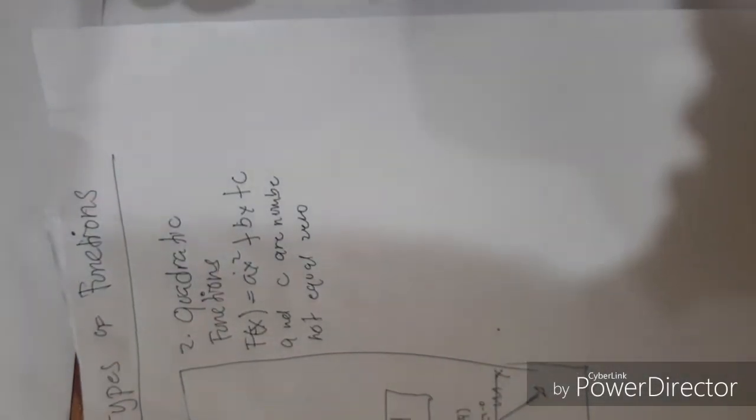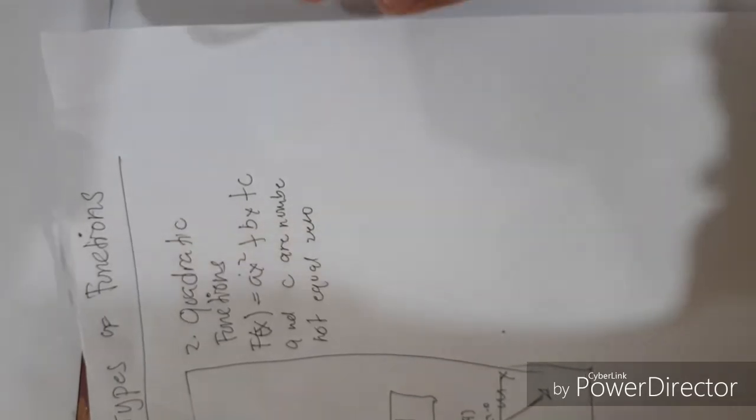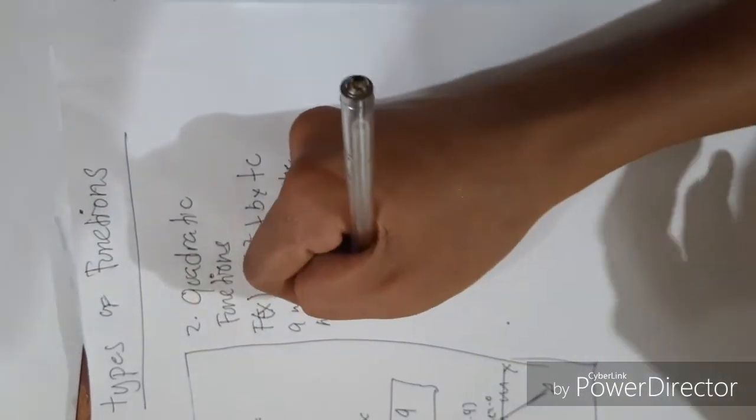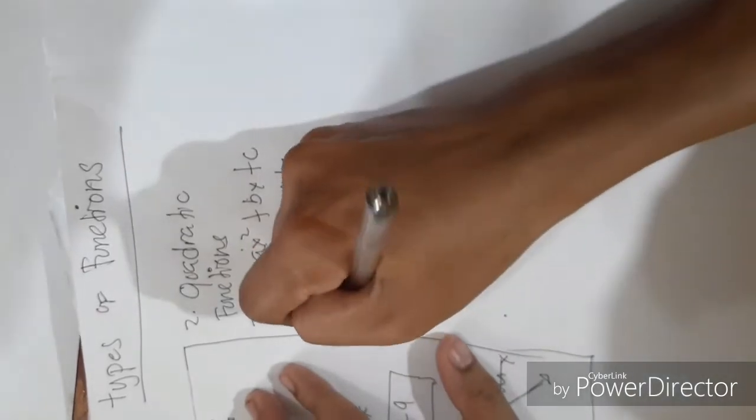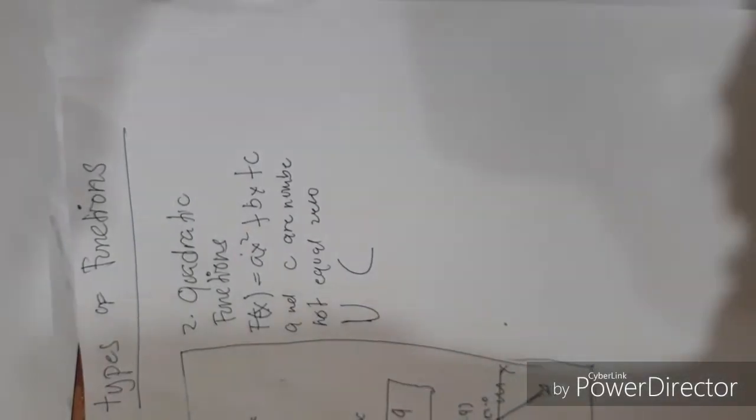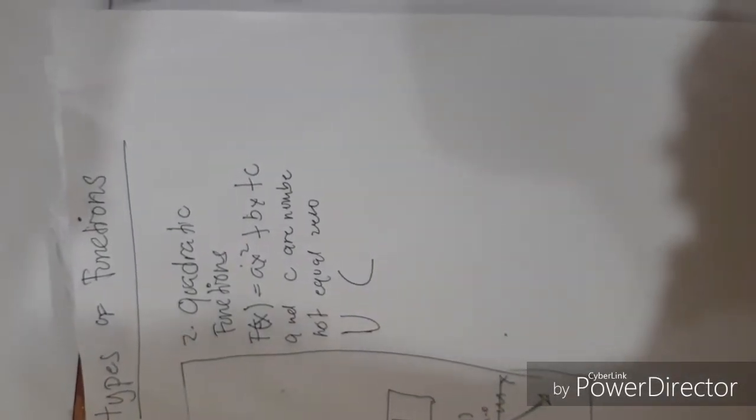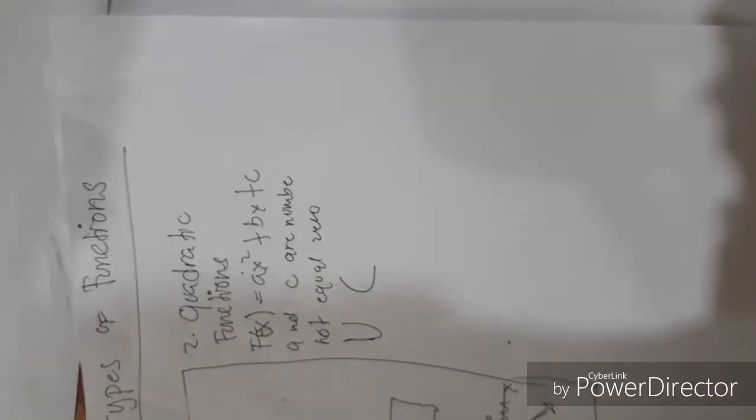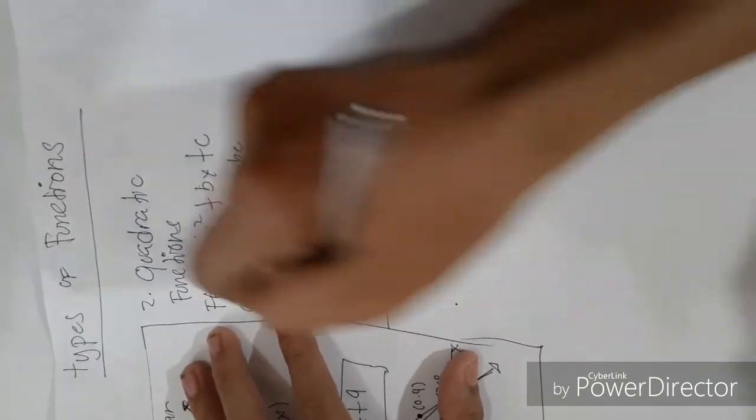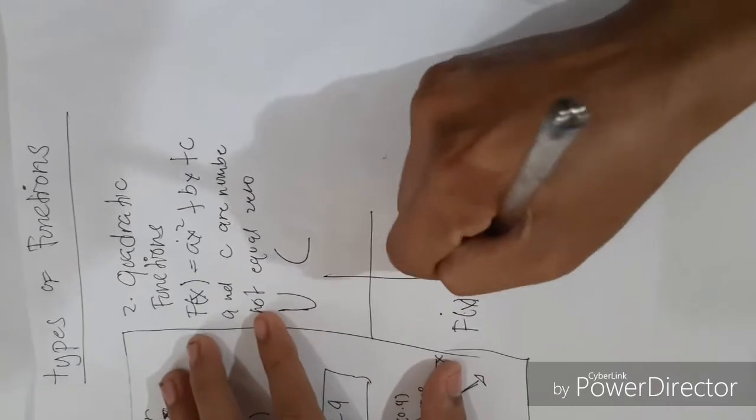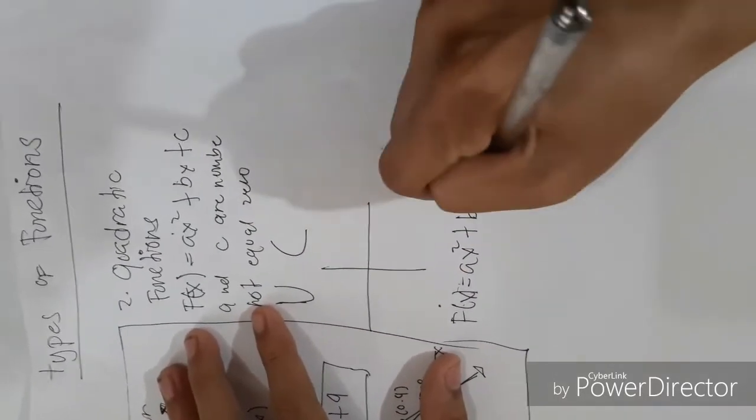The graph of a quadratic function is a curve called a parabola, a curve or U shape. In the linear function we have a straight line, but in the quadratic we have a U shape called a parabola. This is an example of a quadratic equation: f(x) equals ax squared plus bx plus c.